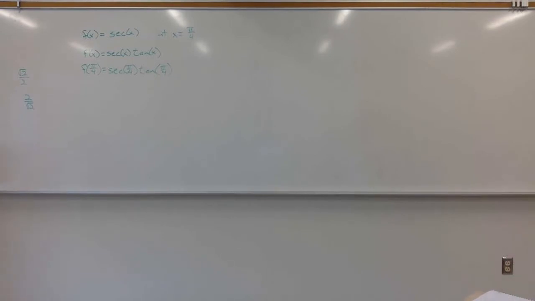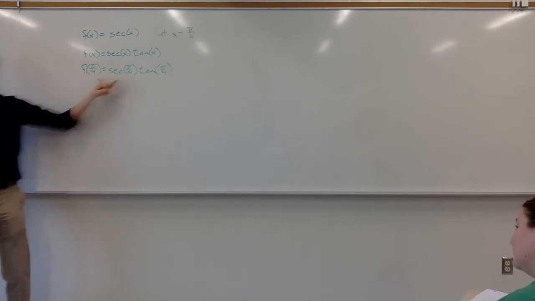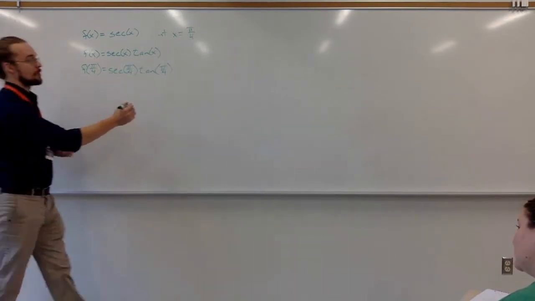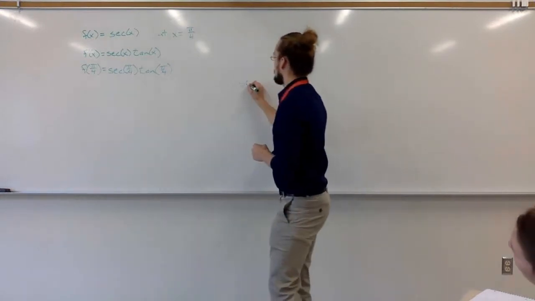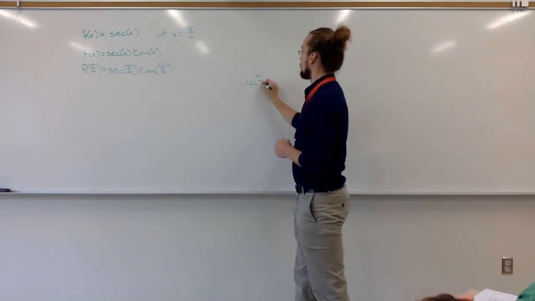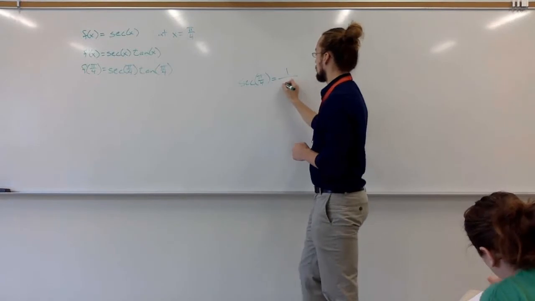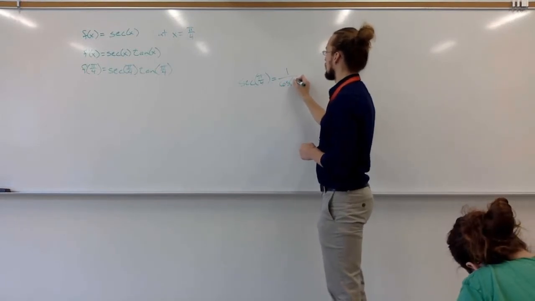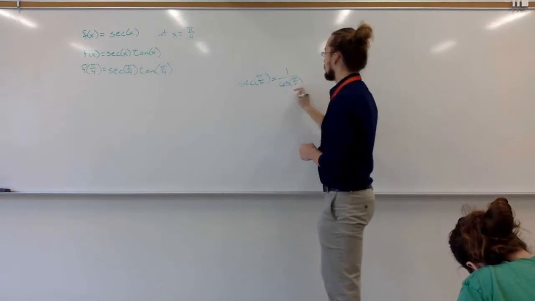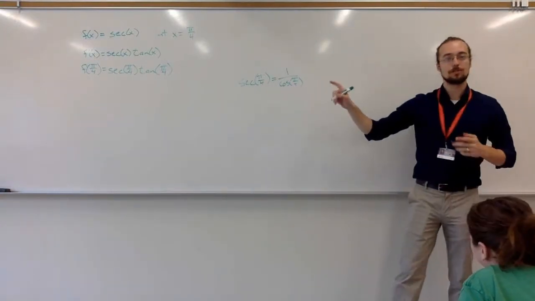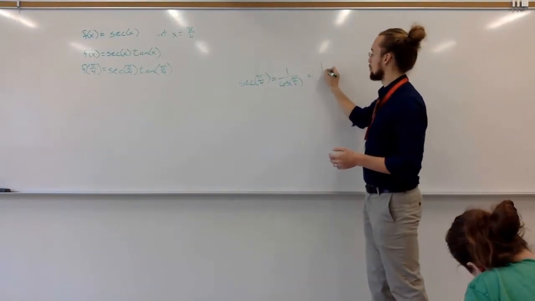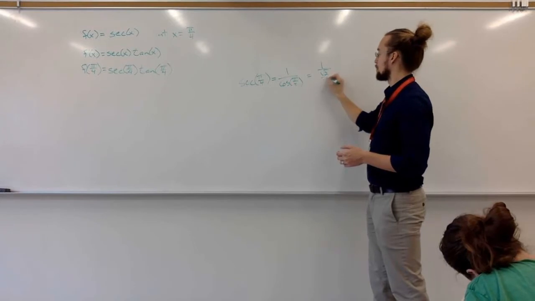Alright, so secant of pi over 4. You can do it over here. So secant of pi over 4 would be the same as 1 over the cosine of pi over 4. We know that the cosine of pi over 4 is square root 2 over 2. So this is 1 over the square root of 2 over 2.